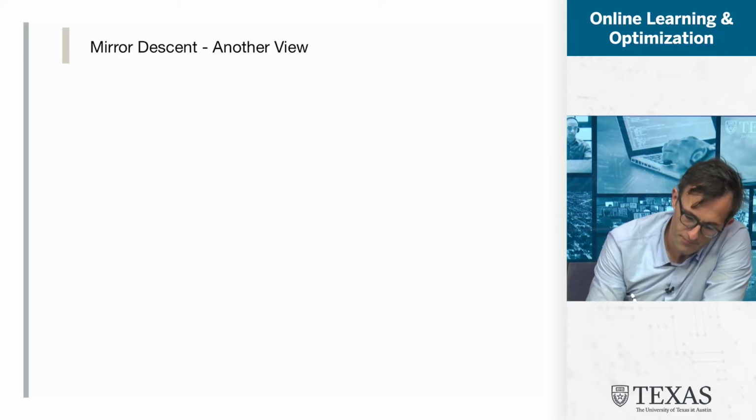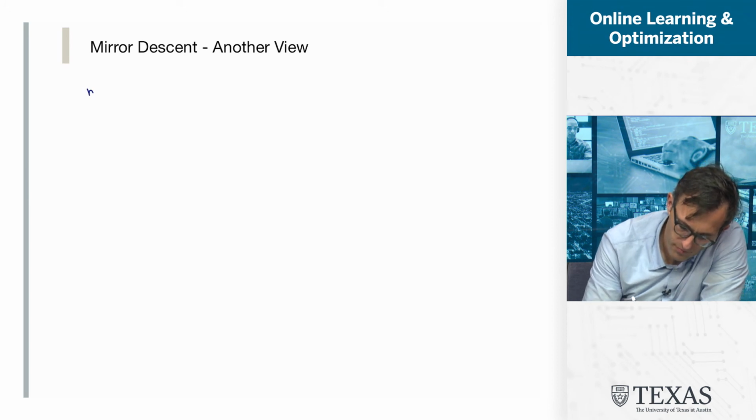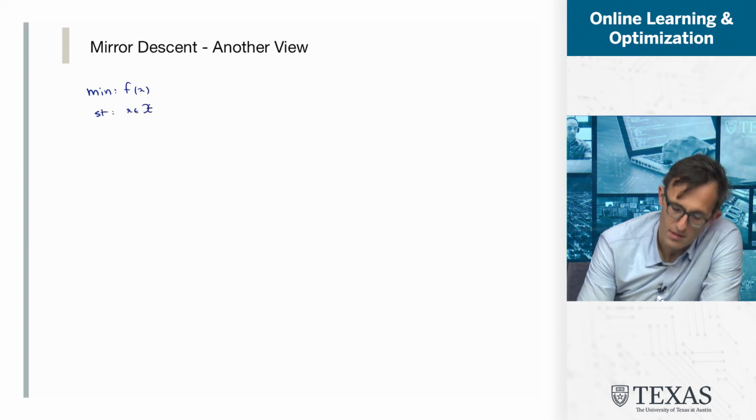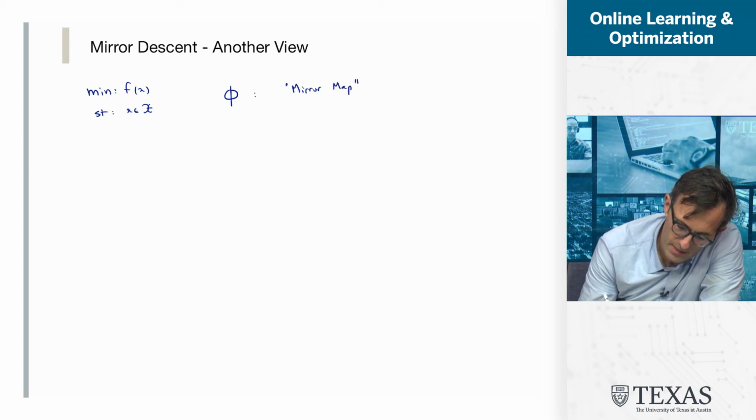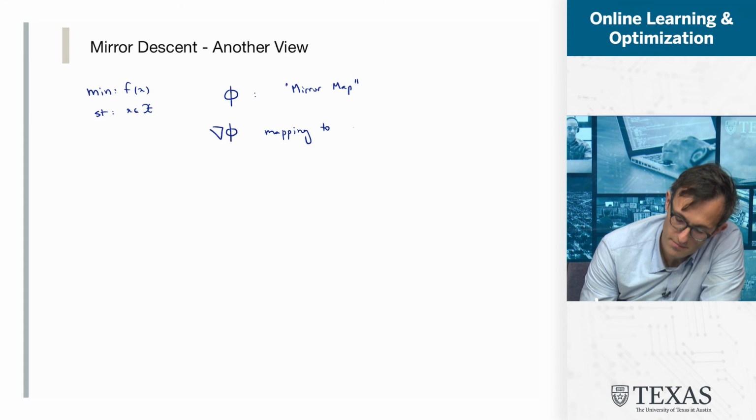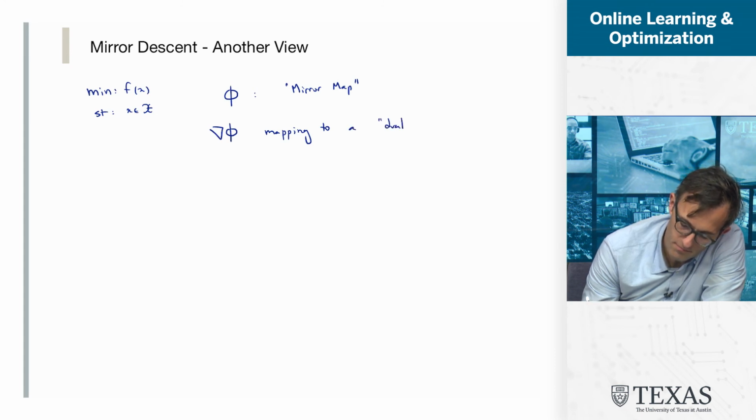So, big picture here, this is what we're trying to optimize again. The big picture is that we want to think about phi. This is called a mirror map. And this is because we want to think about the gradient of phi as mapping to a dual space. So let me draw the picture.